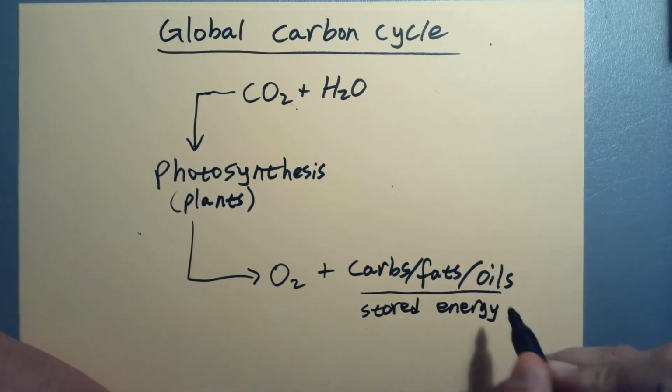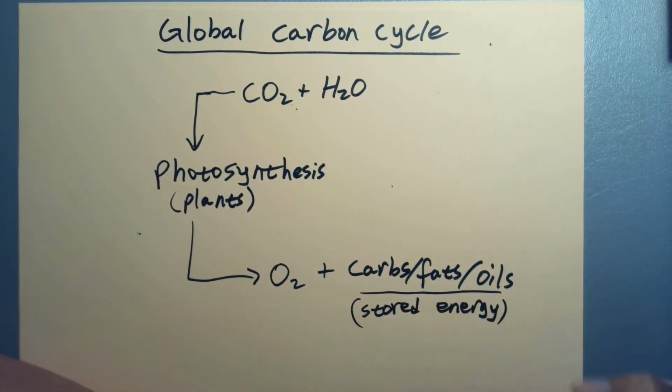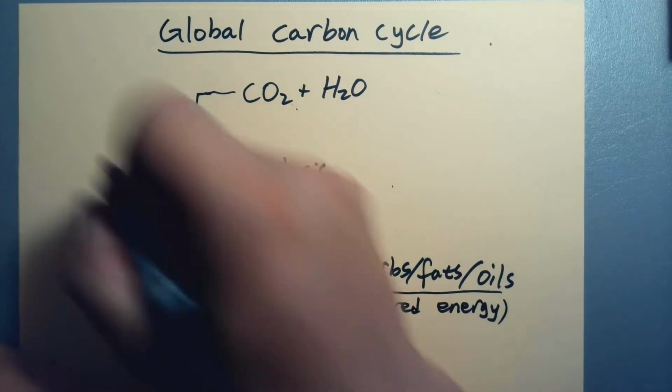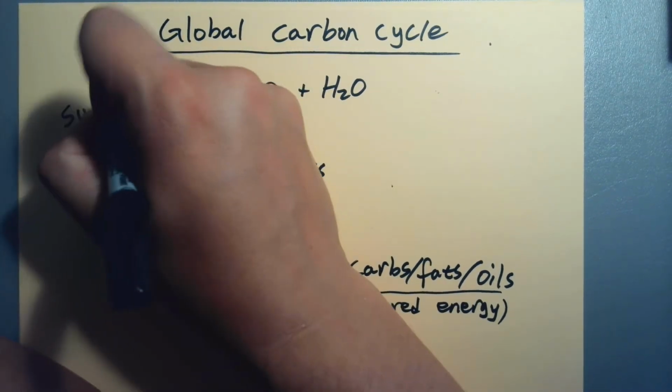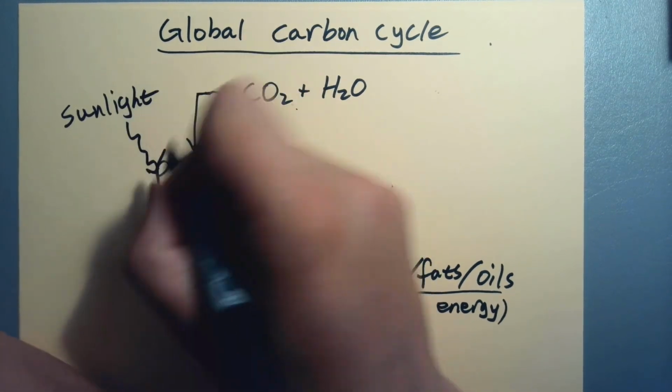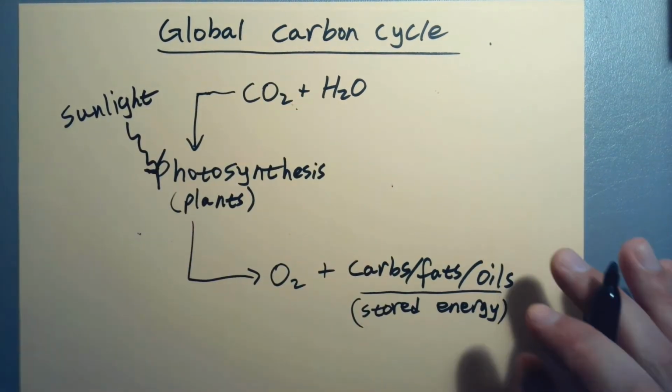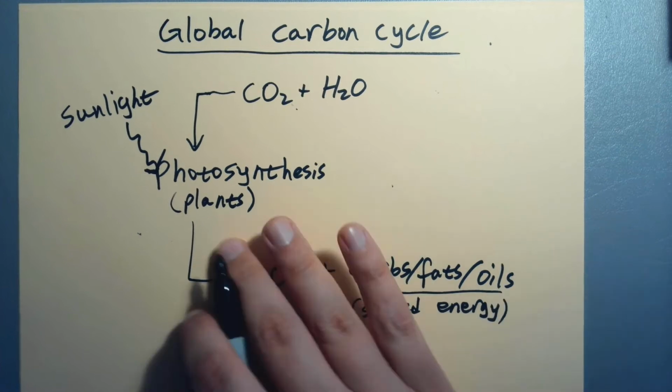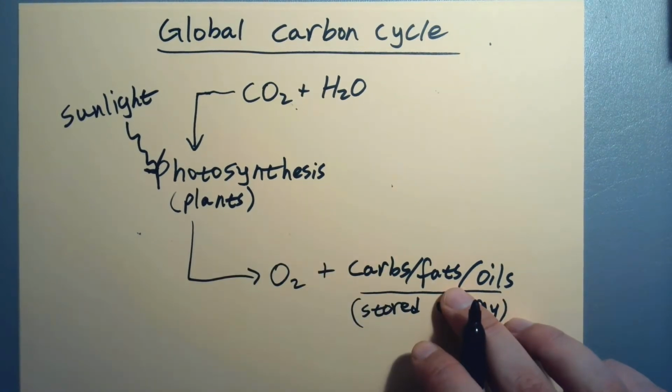But energy is like matter. It can't be created or destroyed. So where does it come from? Sunlight. So plants are like the first solar panels on the planet. They took sunlight and they made fuel out of it.